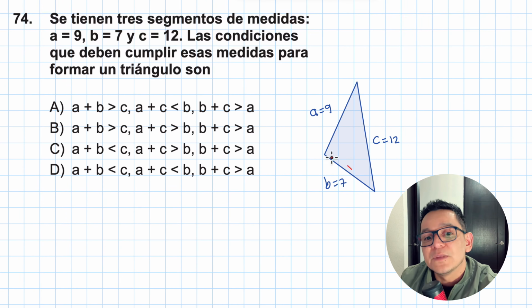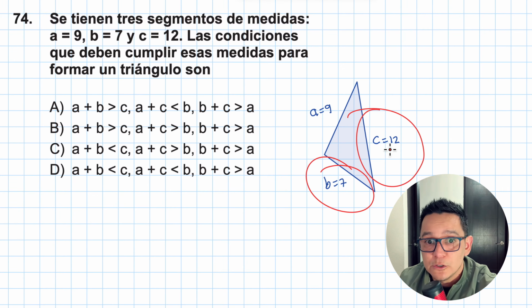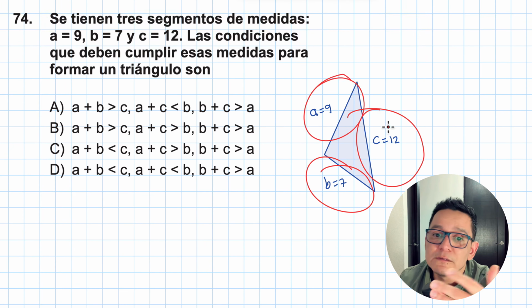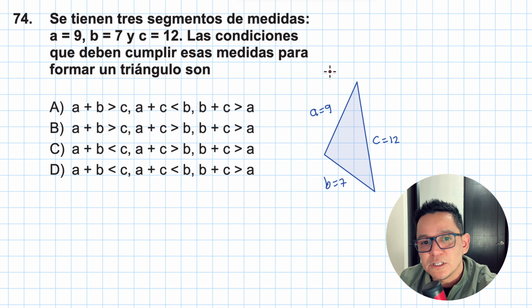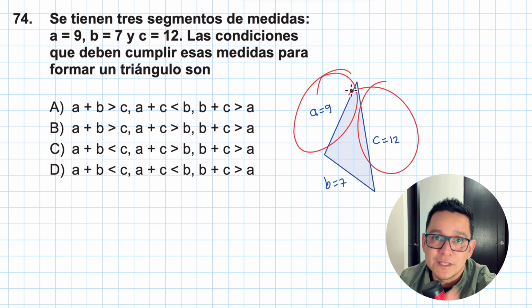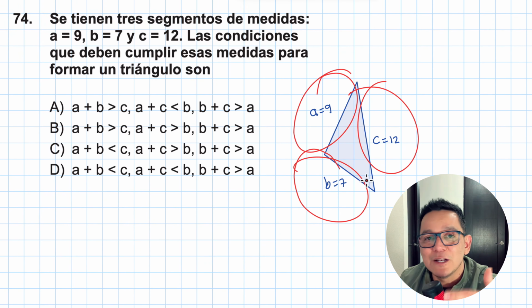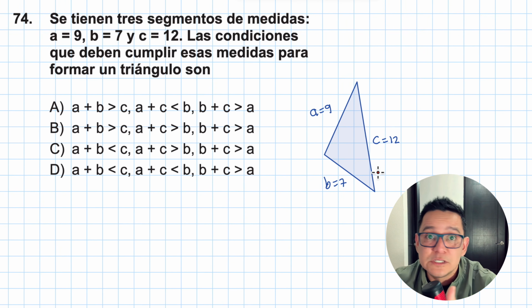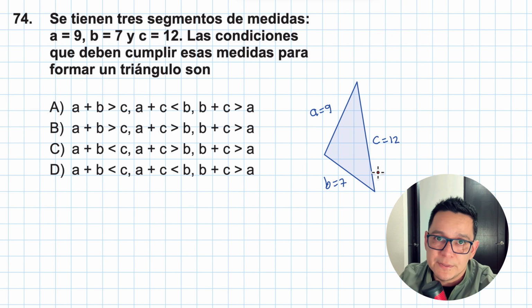The sum of two sides has to be greater than the other side, look. 7 plus 12 is 19, and 19 is bigger than 9. And the same thing if I take these two sides, the sum of these two sides is greater than the other remaining side. So it will always be the case that the sum of any two sides in a triangle will be greater than the other side.